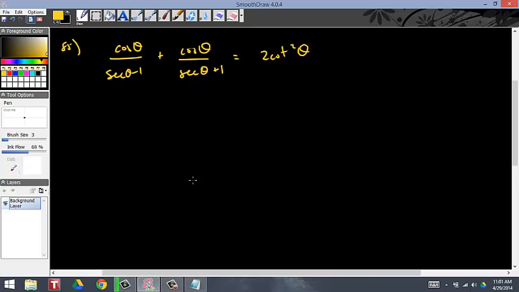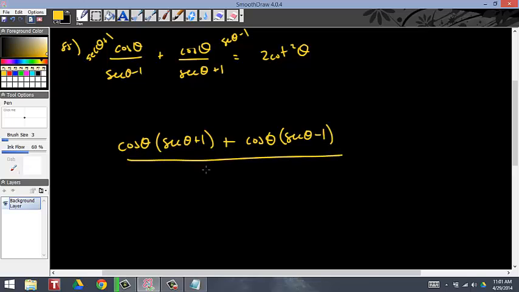Obviously, the left side is easier. What I'm going to do is I'm going to try and find a common denominator first. Does that make sense, Cameron? So I need to multiply the top on the left by secant theta plus 1. This is going to secant theta minus 1. So what I get is if I multiply the top and bottoms, I get cosine theta times secant theta plus 1 plus cosine theta times secant theta minus 1 all over secant squared theta minus 1 equals 2 cotangent squared theta.